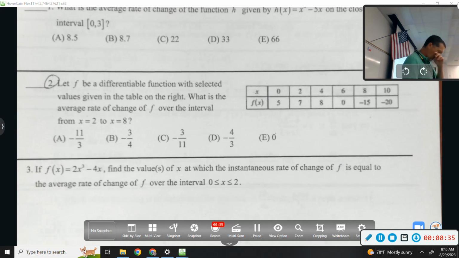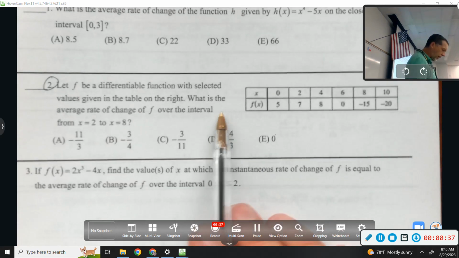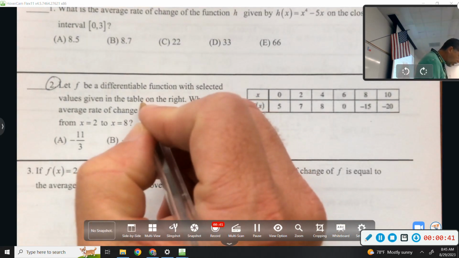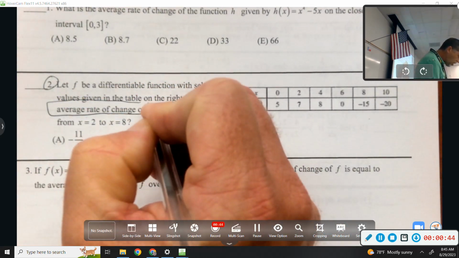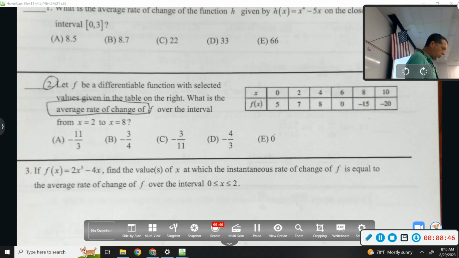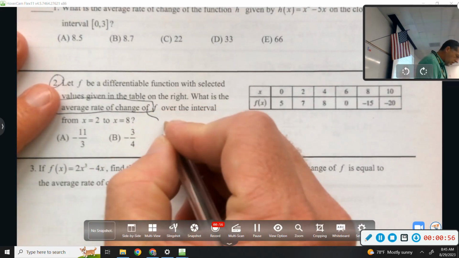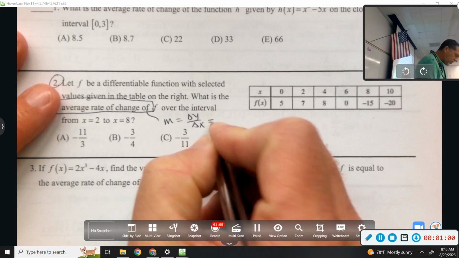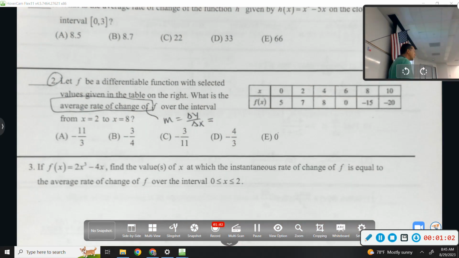Let f be a differentiable function with selected values given in the table on the right. What is the average rate of change over the interval from 2 to 8? Average rate of change, what's that mean? Slope. Algebra 1, slope. Change in y over change in x. y2 minus y1 over x2 minus x1. Rise over run. All of those words.